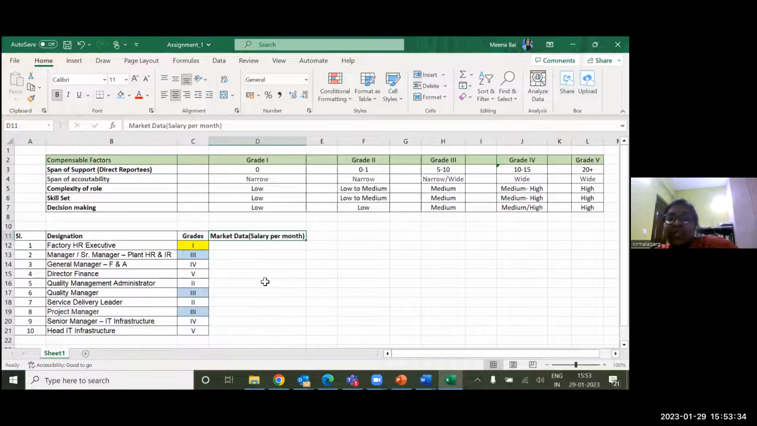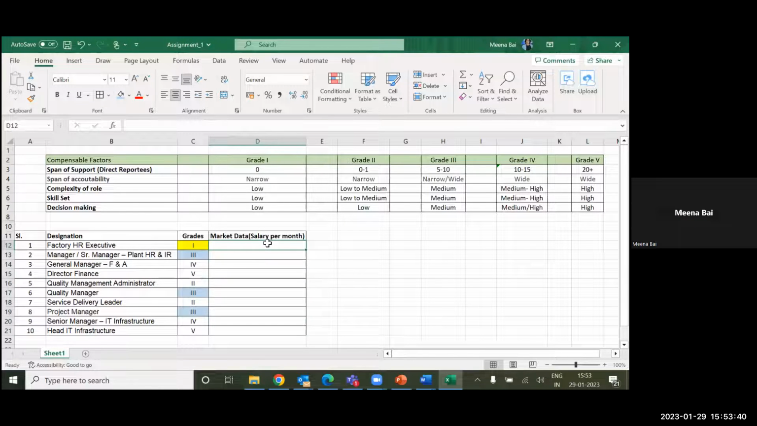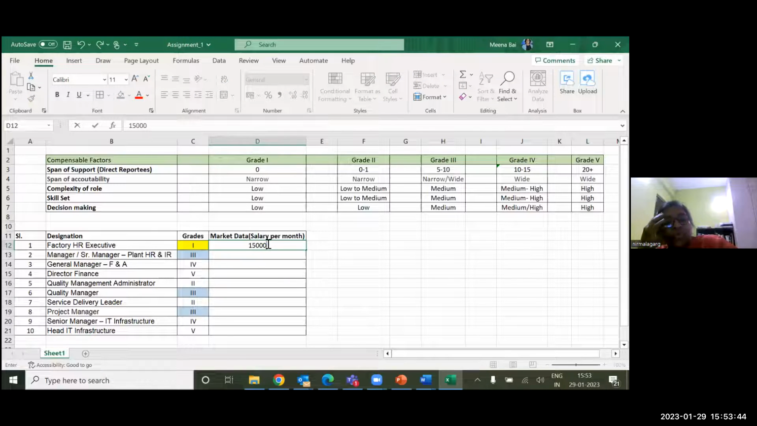All of you can actually help Bhuvnesh or whoever is doing Meena. Yeah, so what shall we give for HR executive? Shall I give 15,000 per month? So you can just put them there.